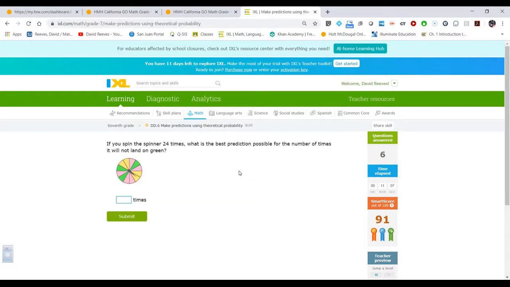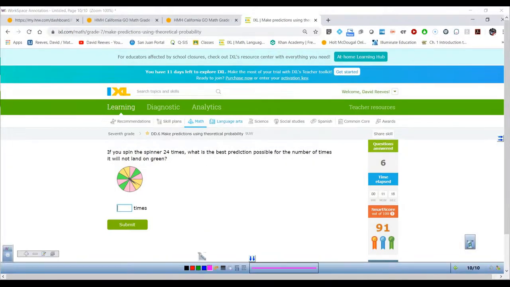All right. Okay, here's one that's a little more interesting, and we'll finish up with this one. If you spin a spinner 24 times, what is the best prediction for the possible number of times it will not land on green? It will not land on green. All right, so first off, our number of events is 24. And what are we looking for? That it will not land on green.